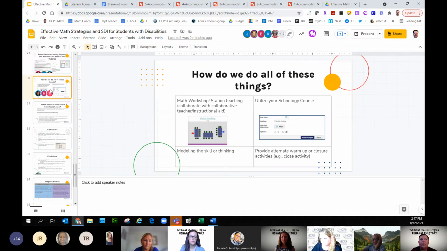All right, bring down the home stretch. And how do we do all these things? We mentioned math workshop already, and how you can put it into your Schoology course. You model what you're doing using manipulatives or skills, or just asking for students to express their thinking. And as Pam was just saying, looking at the closing activity, or trying to come up with different warm-ups and closure things. So all the hard work comes on the planning side of things.